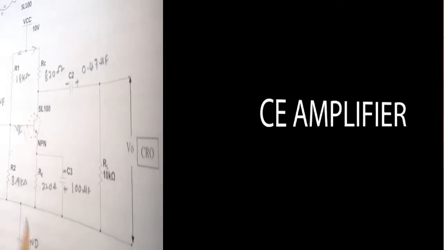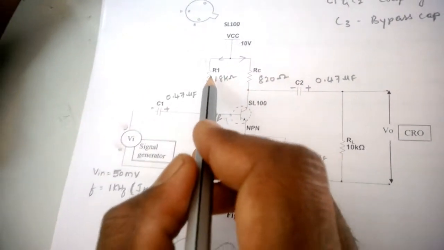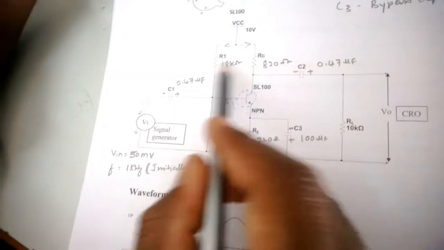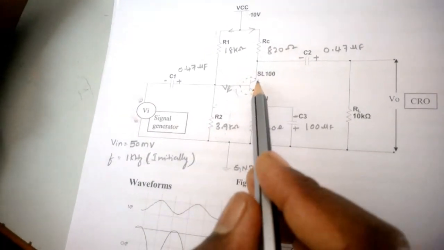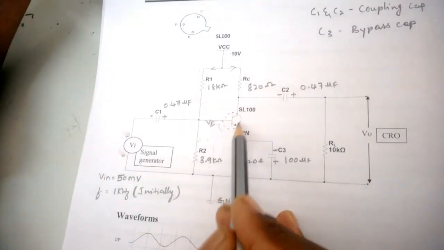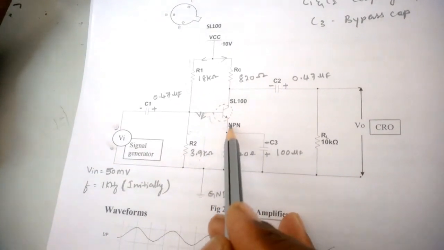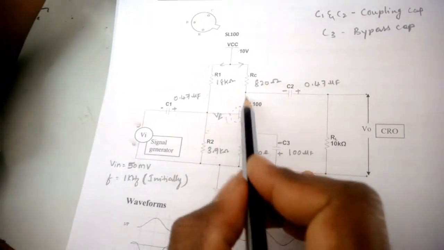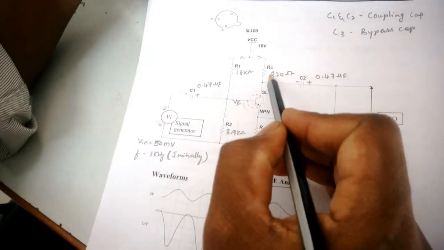So this is the circuit diagram for a CE amplifier. Initially we just connect all four resistors to the transistor. The connection is like this. This is our transistor symbol, NPN transistor. The collector terminal is connected to RC.